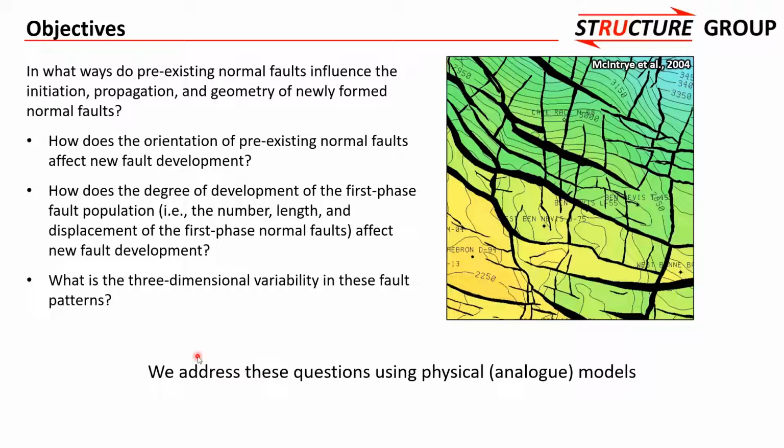And so this is why I focused on how the orientation of the pre-existing normal faults affects new fault development. How does the degree of development of the first phase fault population, so the number, length, and displacement of the first phase normal faults, and then also what is the three-dimensional variability in these fault patterns?